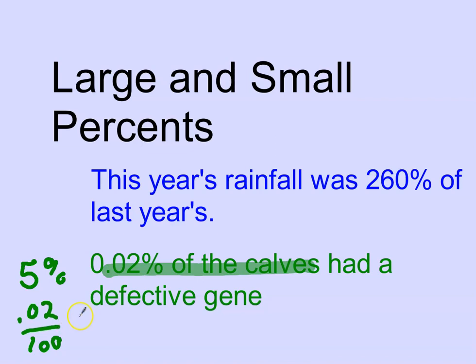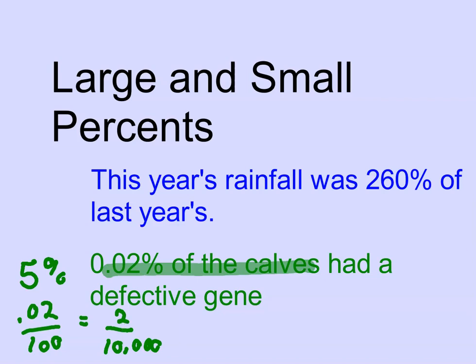Well, if you rewrite this fraction maybe this way. How about if I multiply the top and the bottom by 100? So that makes this 2, and this makes this 10,000. I chose 100 because I wanted to make this decimal into a whole number. So what this says is 2 out of every 10,000 calves have a defective gene. So okay, that makes sense, I guess. So it's not very many calves.